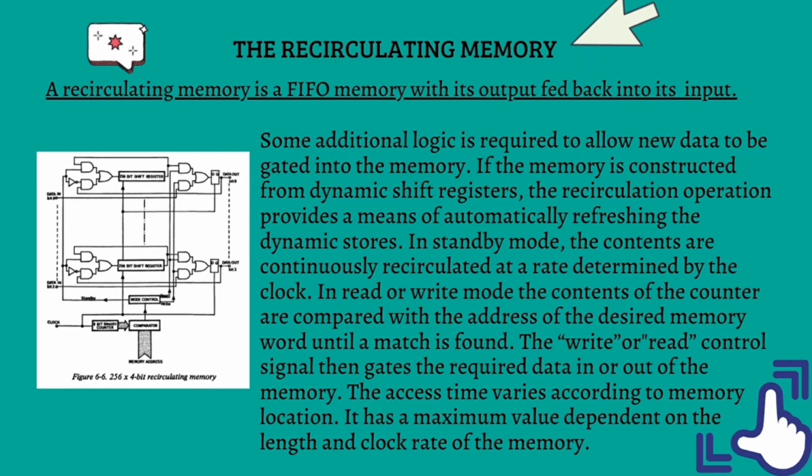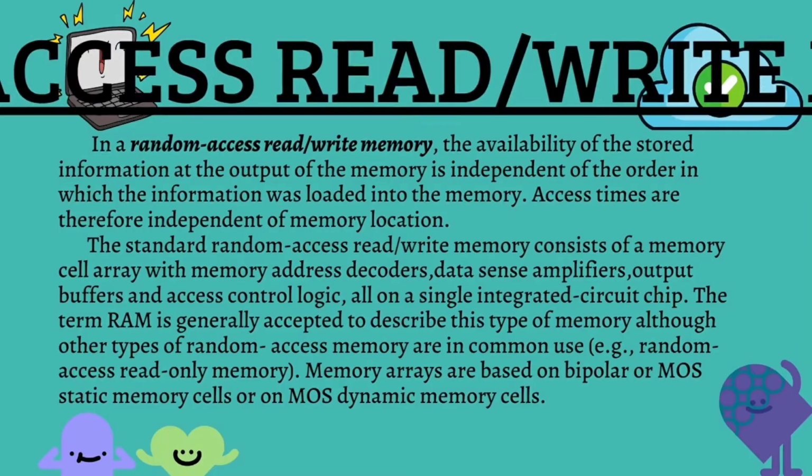In standby mode, the contents are continuously recirculated at a rate determined by the clock. In read or write mode, the contents of the words encountered are compared with the address of the desired memory word until a match is found. The write or read control signal then gets the required data in or out of the memory. The access time varies according to memory location. It has a maximum value dependent on the length and clock rate of the memory.